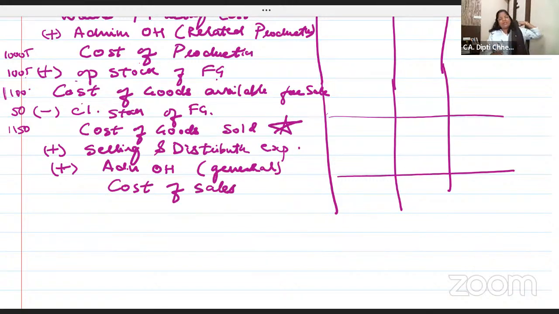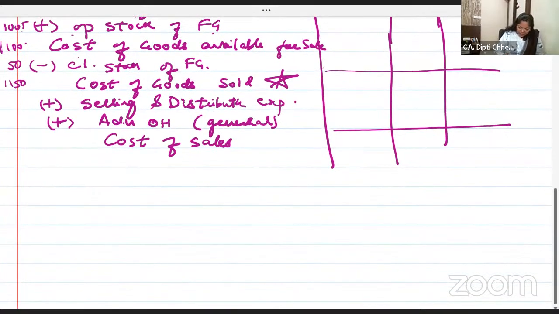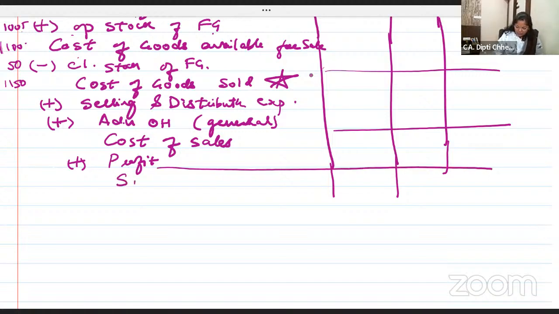You know, dear students, my mind is going to the integrated ledgers. That zip zap is exactly your cost sheet. Once you get cost of the sales, now what you are doing? Add profit, and now what you are getting is called sales.